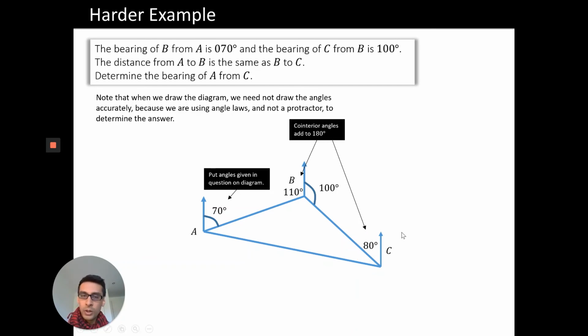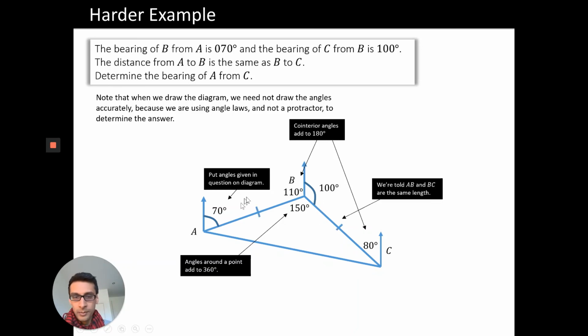Then I'm also told that this is an isosceles triangle. So I work out the 150 because this angle is around a point. Because it's an isosceles triangle, the remaining 2 missing angles inside the triangle I can work out by doing 180 take away 150 divided by 2.